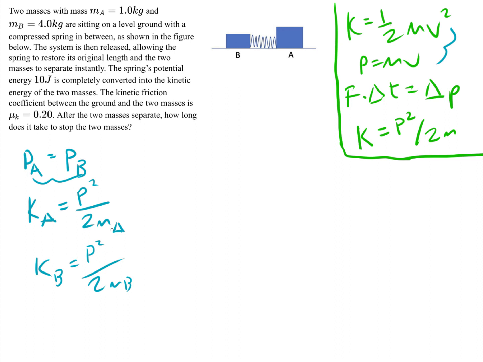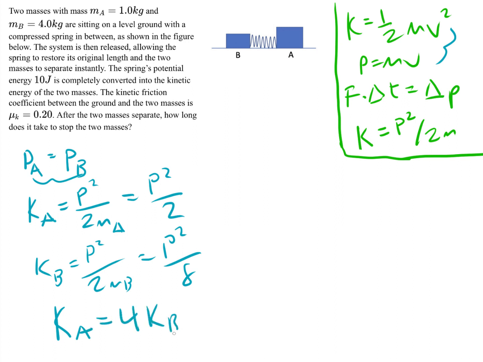Now we can just plug their masses in, which is simple enough. You have P squared over 2 times the mass of A, which is 1 kilogram, 2 times 1 is 2. This is equal to P squared over 4 kilograms for B, 2 times 4 is 8. And then here you will notice something about these two kinetic energies. The kinetic energy of A is actually equal to 4 times the kinetic energy of B. This is because if you multiply this by 4, you'll get the same expression as the one up here.